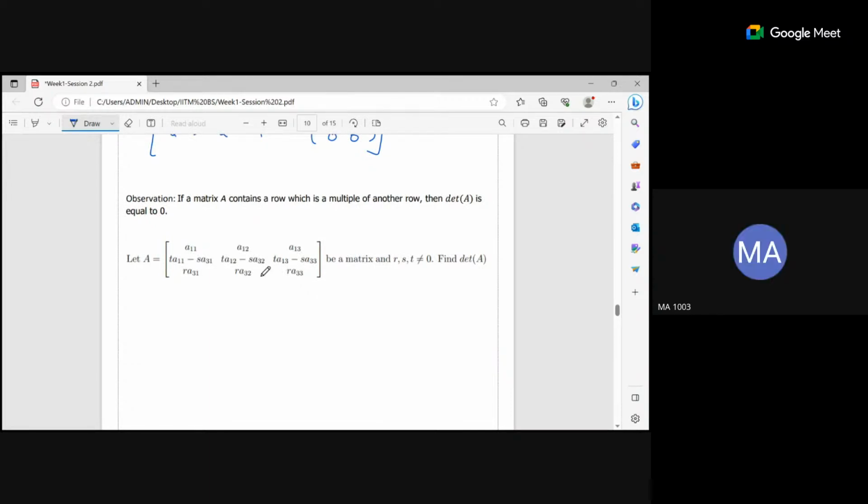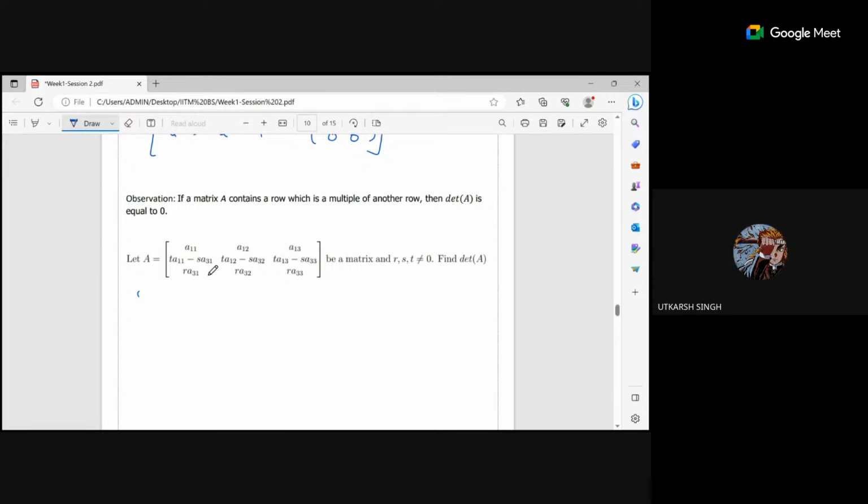Ma'am, we can separate s from the third row into another matrix. So can you do some row transformation here? Let me write this. Suppose I want to replace my R2, this is my R2, with R2 minus t times R1. So what is the matrix I will be getting? Can you tell?